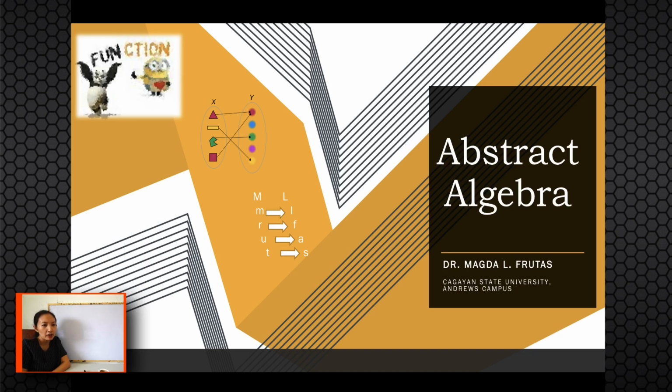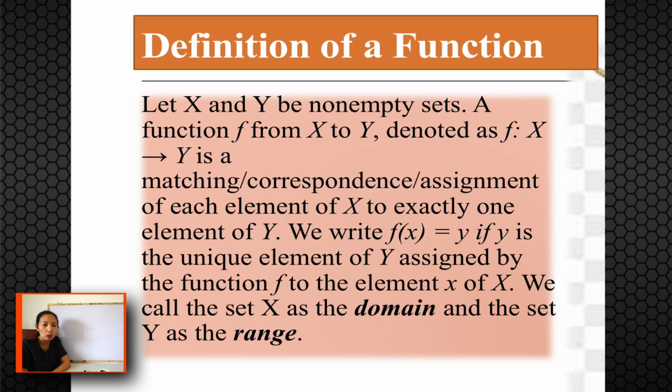Okay? So, we define the function this way. We are talking of two non-empty sets. Let x and y be non-empty sets. A function f from x to y, where f is a mapping between the elements of x to y, is a matching or a correspondence or assignment of each element of x to exactly one element of y. Okay? We write it as f of x is equal to y, or y is the unique element of y assigned by the function f to the element x of x.